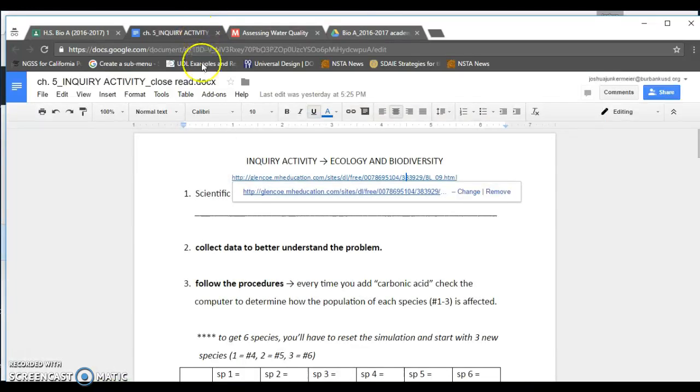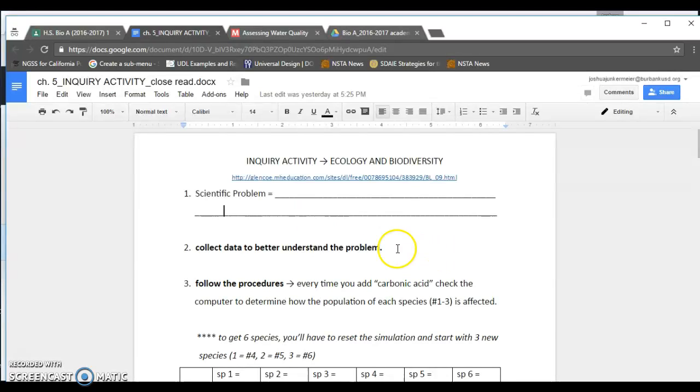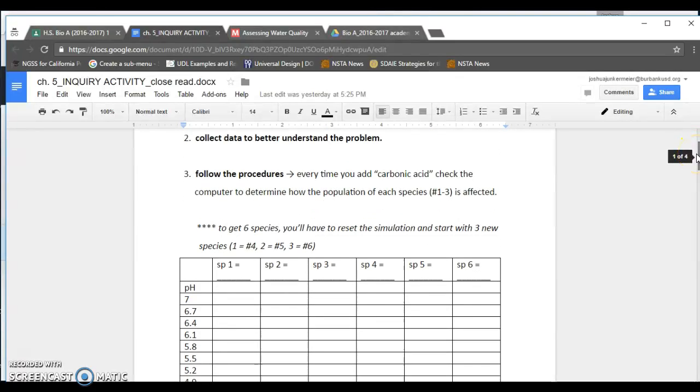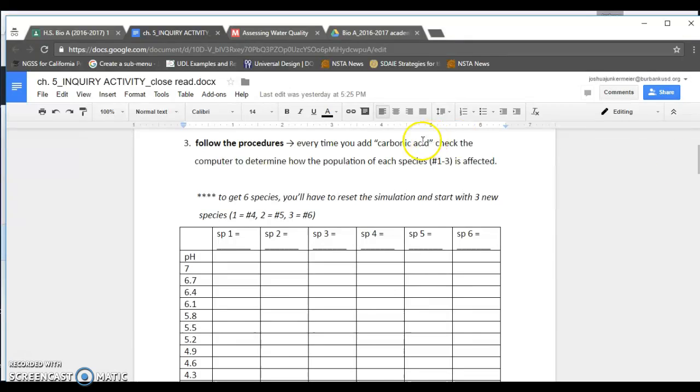So let's return to the worksheet, and the first thing it wants us to do is indicate that scientific problem, which we just indicated. So go ahead and type that in if you haven't yet. It says collect data to better understand the problem. We want to understand how water quality is affected by certain things dissolved in it. In this situation, we're dissolving something in the water that affects the pH. And that's what it says right here: carbonic acid. Carbonic acid is a carbon-based compound that when added to water affects the pH. As you can see here, the pH starts at 7, and that's pure water.